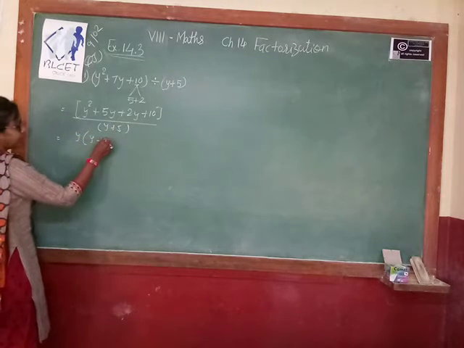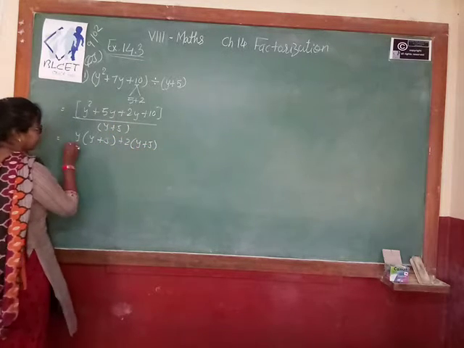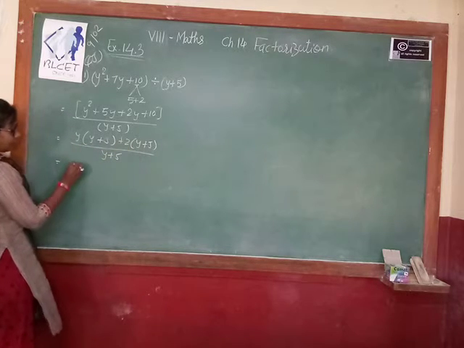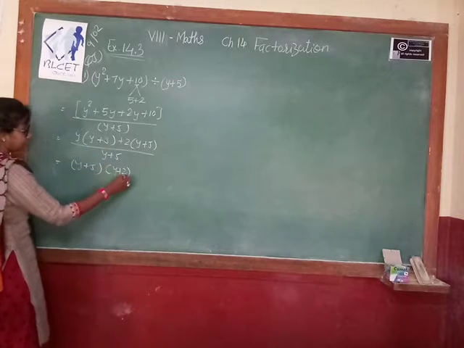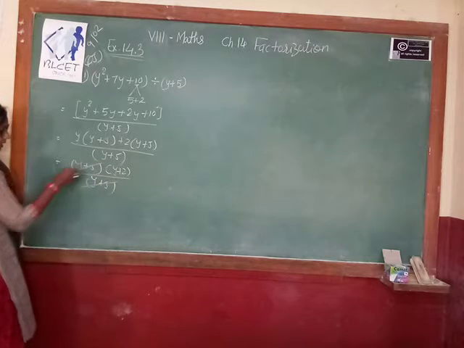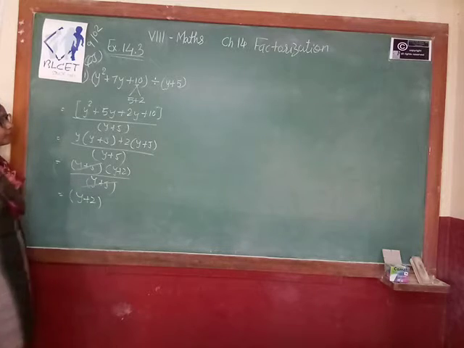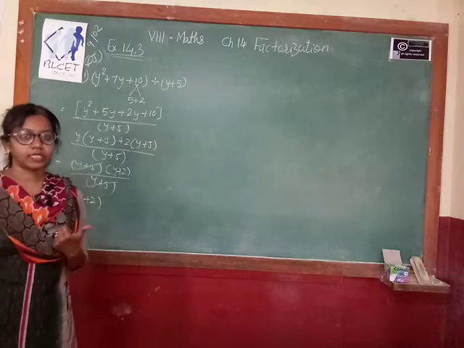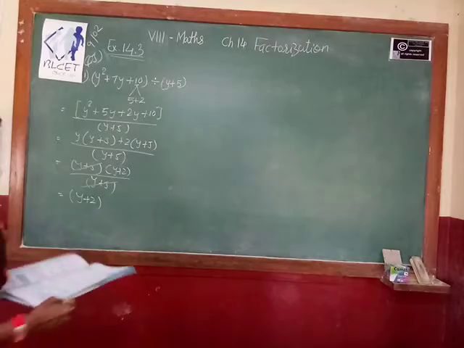So y + 5, 2 is common, so (y + 5) left, whole divided by (y + 5). Here y + 5 is common, (y + 2) left, whole divided by (y + 5). So this will get cancelled. So what is the answer? y + 2. Okay, so we are using the factorization method. Here also we are using the identities and we do the factorization of the given terms.